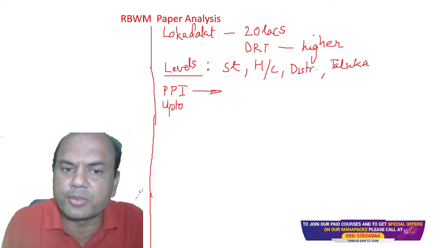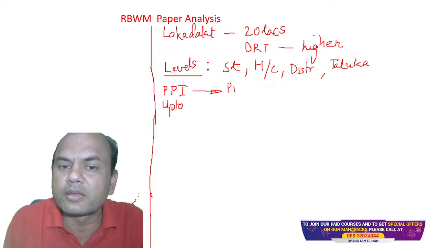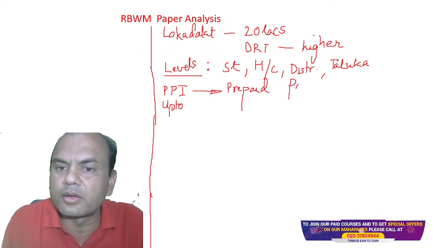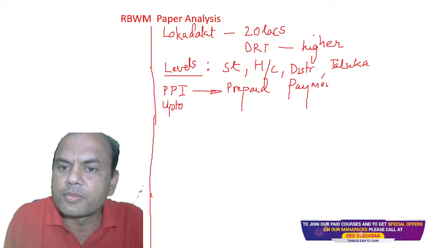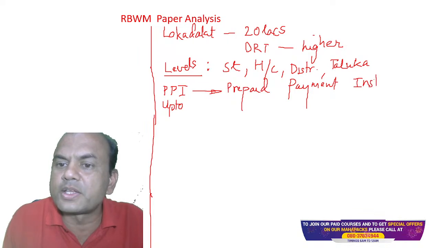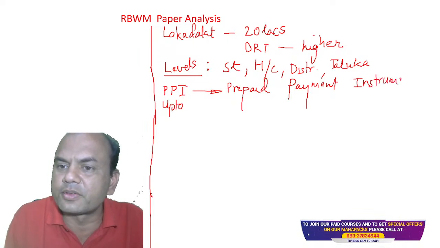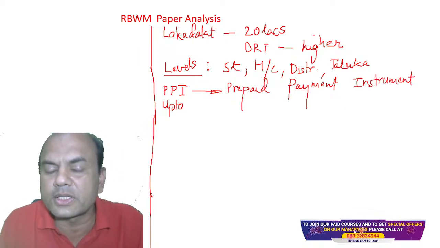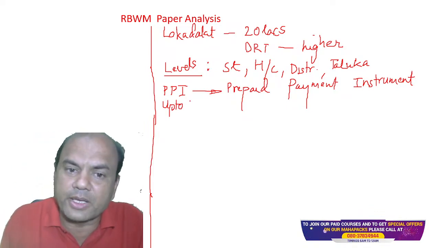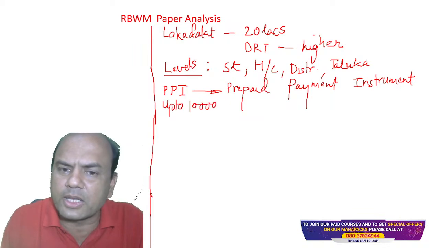There are 2 types of PPIs. Prepaid payment instrument. Okay, that is known as PPI. Who can issue this? Banks and NBFCs. Who can borrow this? All the individuals also. So there are 2 types of PPIs up to 10,000. Both are up to 10,000 only.